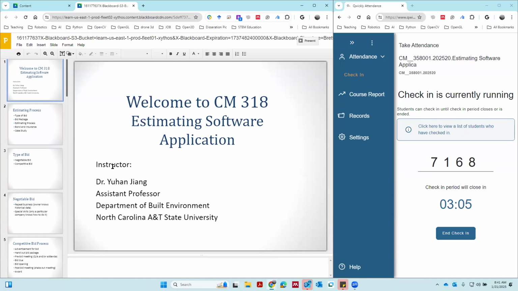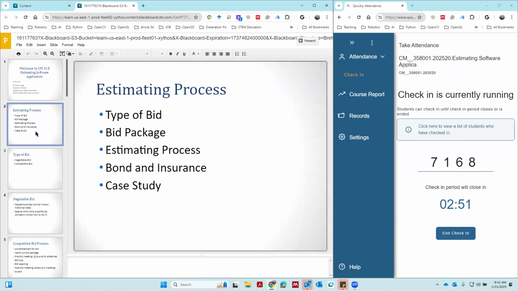Basically, lecture notes 1 is trying to introduce the concept of estimating to you, since you already learned estimating 1 from Dr. Offer's class. So that is quite simple and quite easy. Let's review some contents over here. The estimating process we are learning from these lecture notes: we will learn the types of bid, the bid package, the estimating process, the bond and insurance, and we will have some case studies for open discussion.